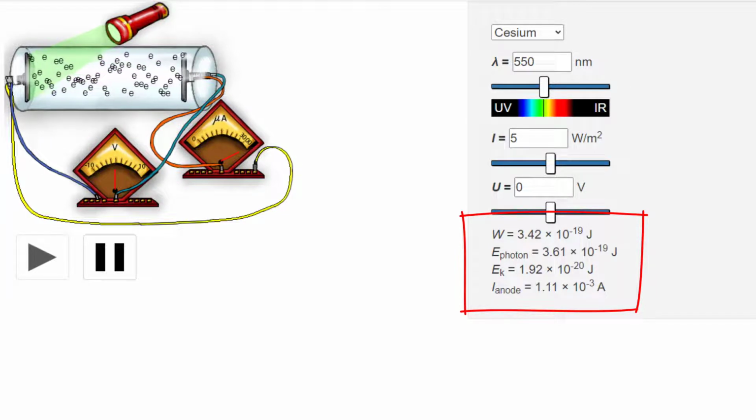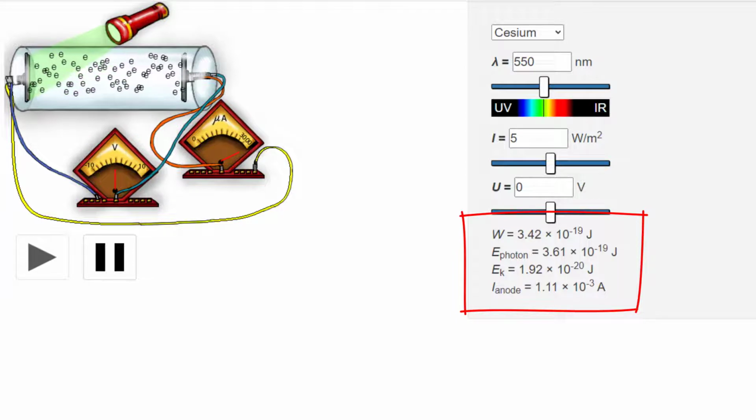And the most important figure we're looking at is I anode, 1.11 times 10 to the minus 3 amps, and that's going to give us a measure of how many photoelectrons are reaching that plate, which in turn equals the number of photons which arrived in the plate to begin with to release those photoelectrons. So that I anode really represents the number of photons which are striking that plate.